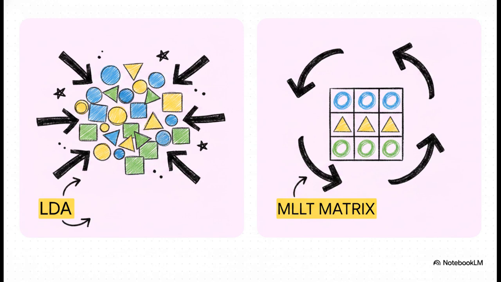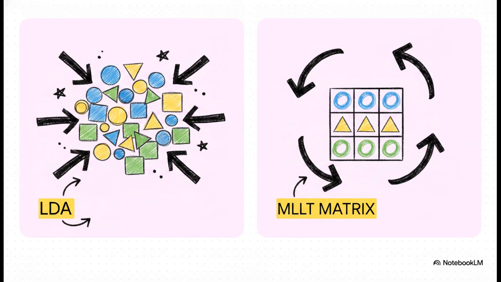Think of LDA on the left as taking different types of objects and separating them into distinct, highly visible piles. It reduces the dimensions, but maximizes the separation between our phonemes. However, our model relies on diagonal covariance GMMs, which strictly assume all feature dimensions are completely independent. If they aren't, the math completely breaks down.